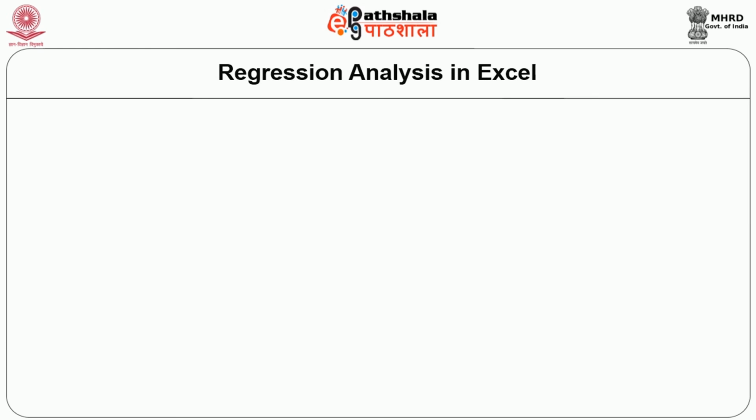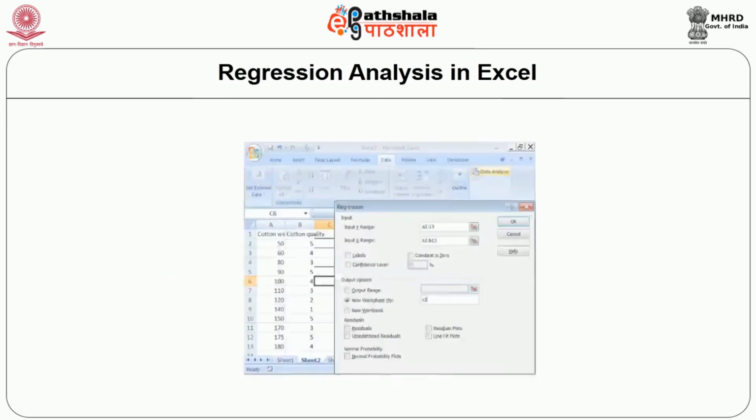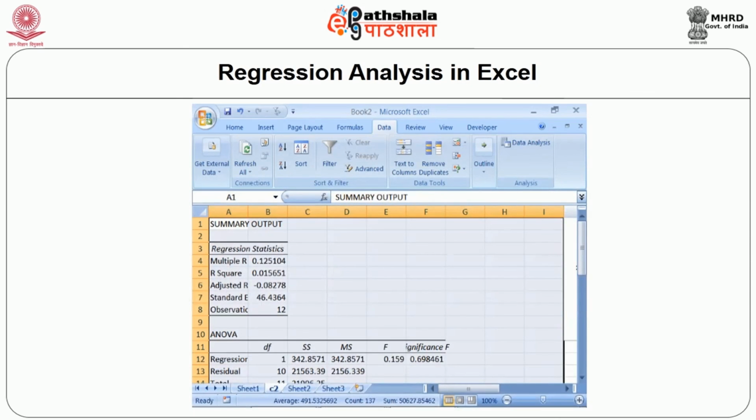Regression analysis in Excel. Enter the data in the Excel sheet and click data and data analysis, select regression and click OK. A dialog box will open. In the dialog box, select X input range as A2:B13 and Y input range as B2:B13. Select output range as new worksheet C2. Click OK. The output will be displayed in the specified output range.